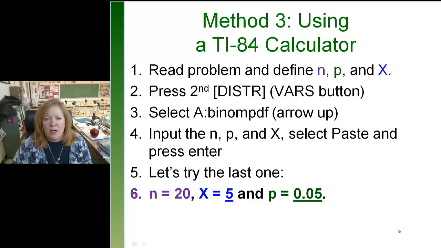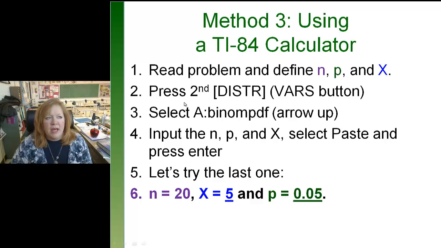This is the second part of 5.4 notes, and I just wanted to go over briefly how to use your graphing calculator to do a binomial distribution. So these are the steps right here. The first step, when you're using your TI-84 or 83, I'm doing the 84 here: read the problem and pick out the n, which is your number of trials, the p, which is the probability, and x, what your success is. Pick those out of the problem.